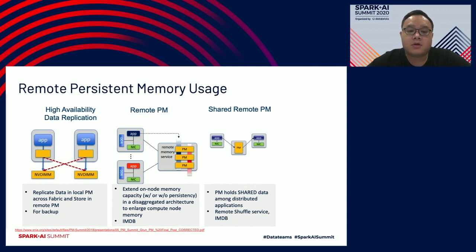The second use scenario is using the remote persistent memory to enlarge the compute node's memory capacity. In this scenario, the application sees a much larger memory capacity on the remote node. The third scenario is actually the most appealing one, where you use pooled PMEM resources as a shared memory pool, so applications can share their data among the distributed pools. This is the most interesting one, and the remote service is built on it.